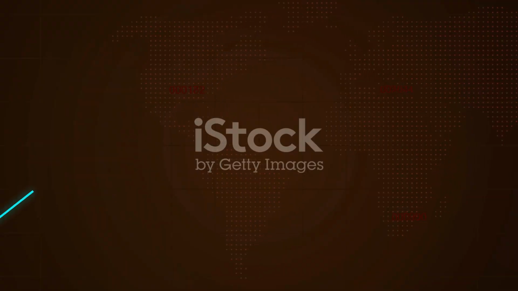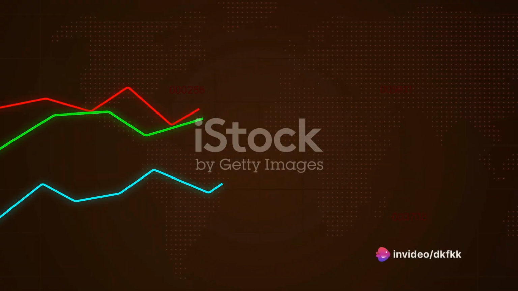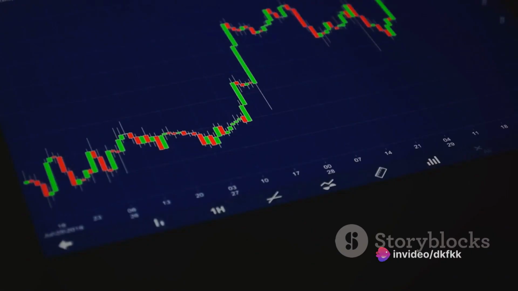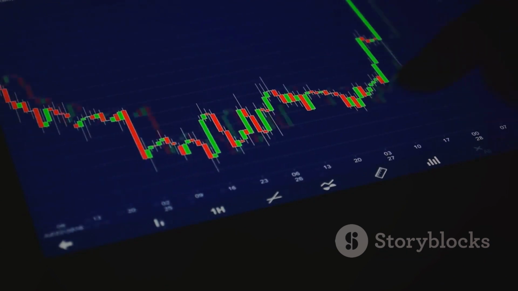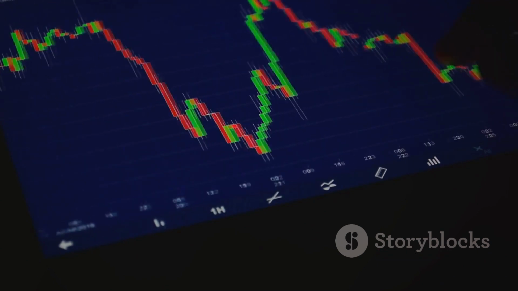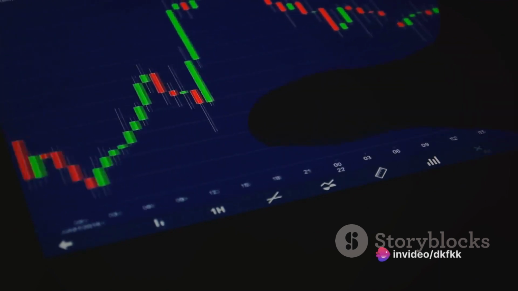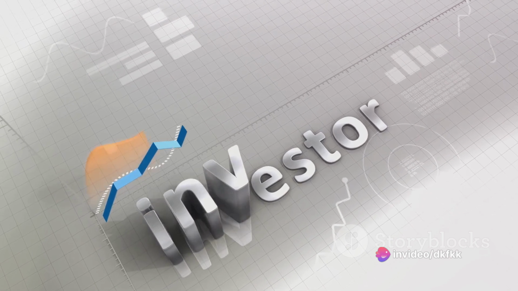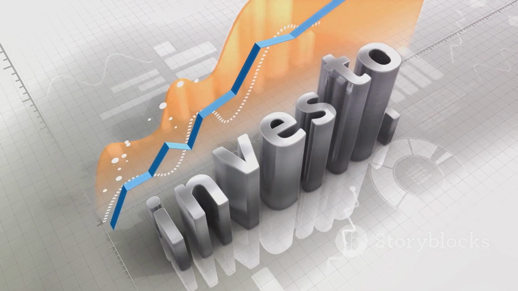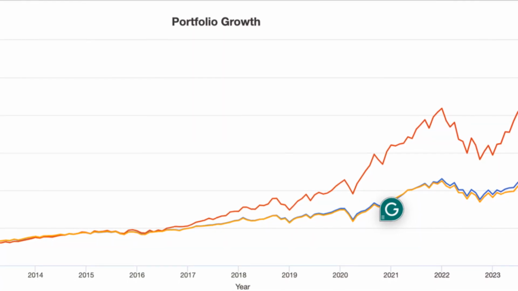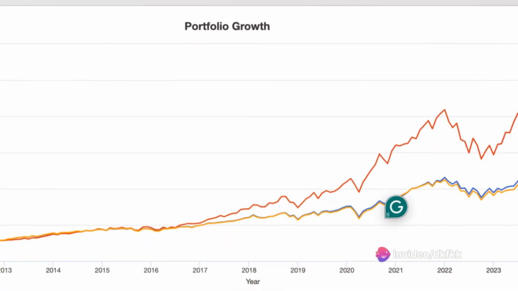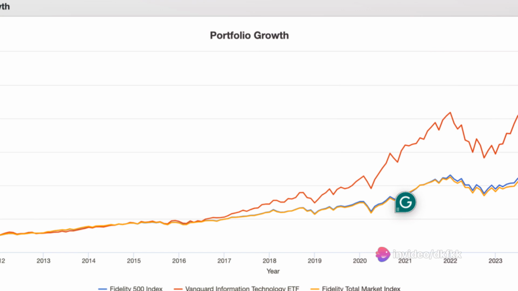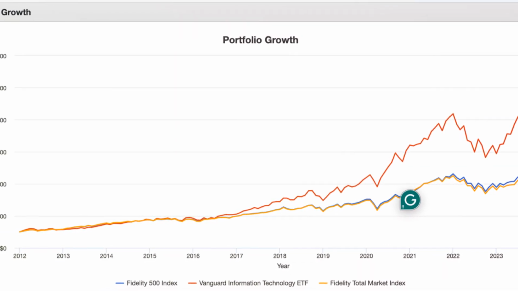Moving on to the Fidelity 500 Index, or FXAI, it shows a slightly higher CAGR of 14.36%. However, its best year was not as strong as FSKAX, at 32.37%. Nevertheless, its worst year was slightly less devastating, at negative 18.13%. Finally, the Vanguard Information Technology ETF, or VGT, stands out with a whopping CAGR of 20.43%. Its best year was phenomenal, with a rise of 52.65%. However, its worst year was a significant drop of negative 29.70%.